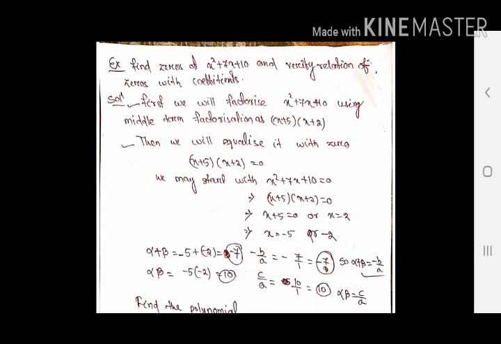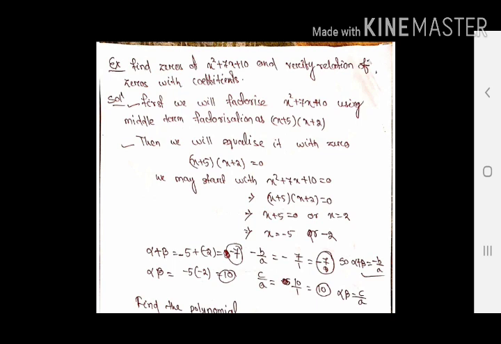Find the zeros of x square plus 7x plus 10 and verify the relation of the zeros with the coefficients. First we will factorize this. It is (x plus 5) into (x plus 2), using middle term factorization or the third identity, anything you can use. Then to get the zeros of the polynomial, we equate the polynomial to 0. So you can write x square plus 7x plus 10 equals 0, then factorize, or after factorizing write (x plus 5) into (x plus 2) equals 0. In the process we get the value of x as minus 5 and minus 2.